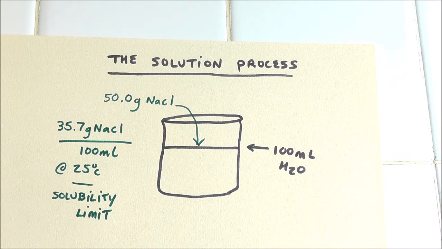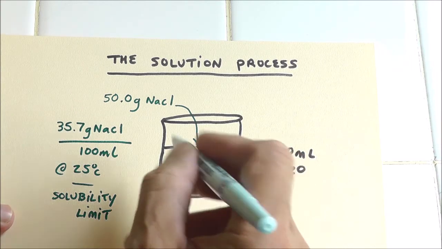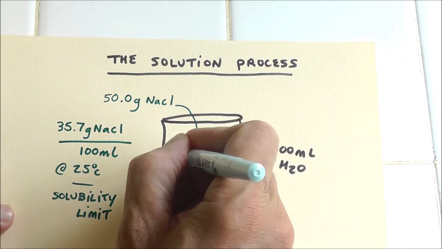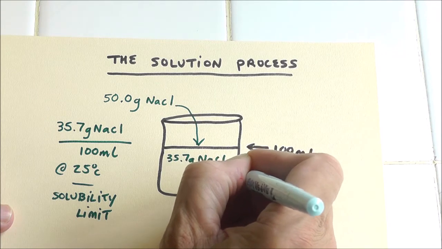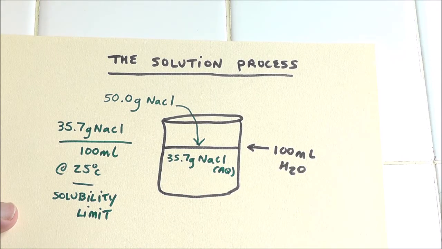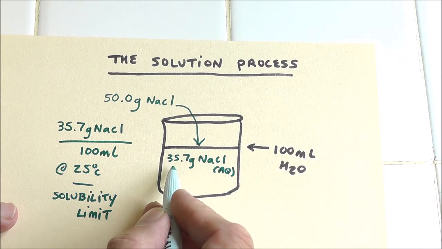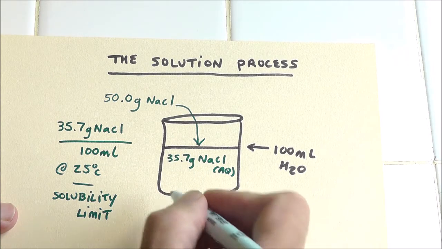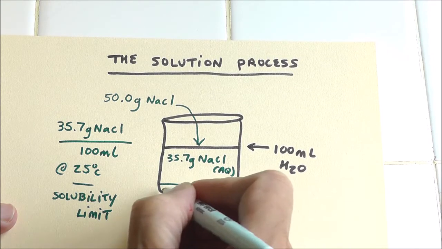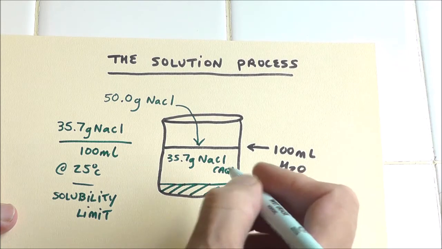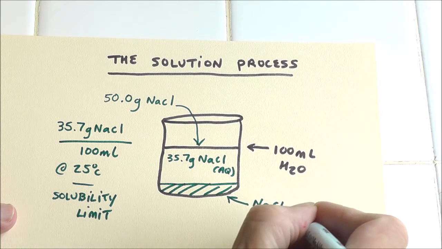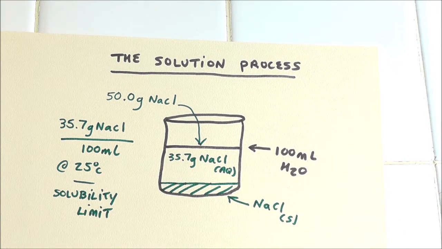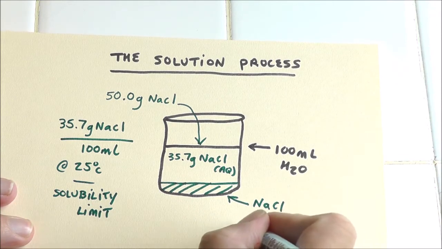That tells us that 35.7 grams of NaCl aqueous is going to dissolve. Fair enough? What's going to happen to the other 14.3 grams? Well, it's not going to dissolve, and it'll go to the bottom. How do we know it's going to go to the bottom? Well, remember all those unit cell problems we did? Solids are generally more dense than water, and that is going to go to the bottom, and we have terms for this. This is called a precipitate.